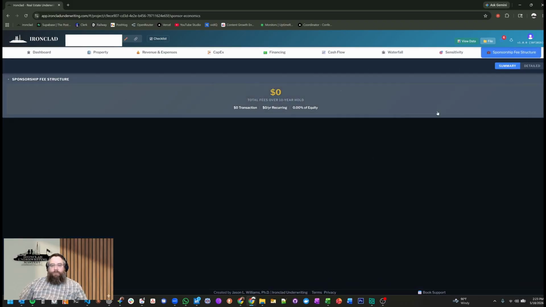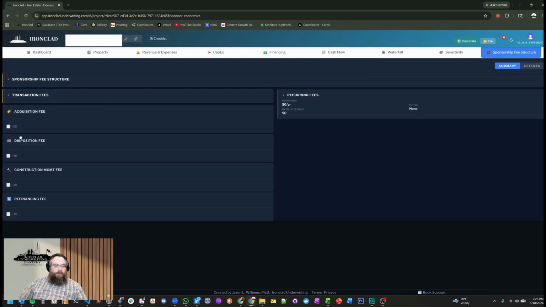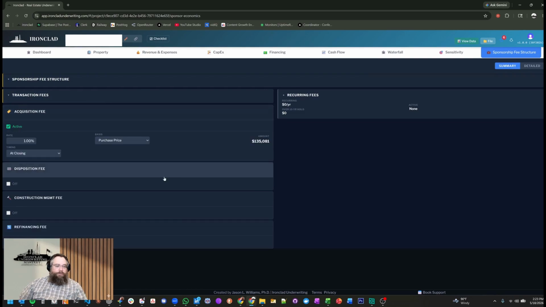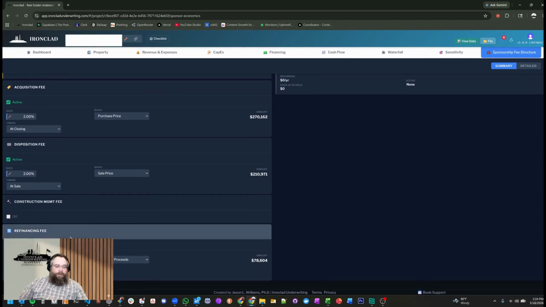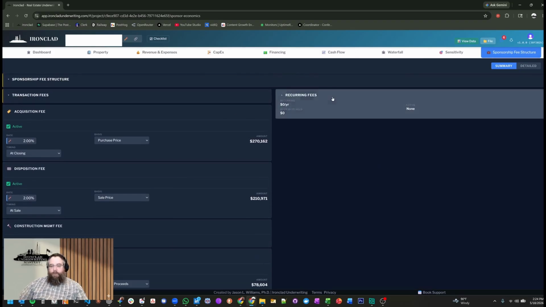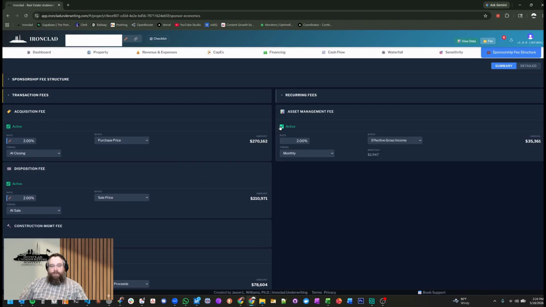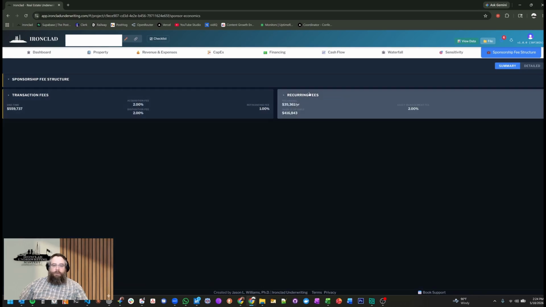Here we can come into what the sponsorship is going to get paid. So we're going to get an acquisition fee. Let's do 2% off the purchase price. Let's do disposition fee, another 2%. Refinance. So this could be like capital event or disposition refinance. I've seen multiple. And then recurring fee. Let's do asset management, 2% on the effective gross income.